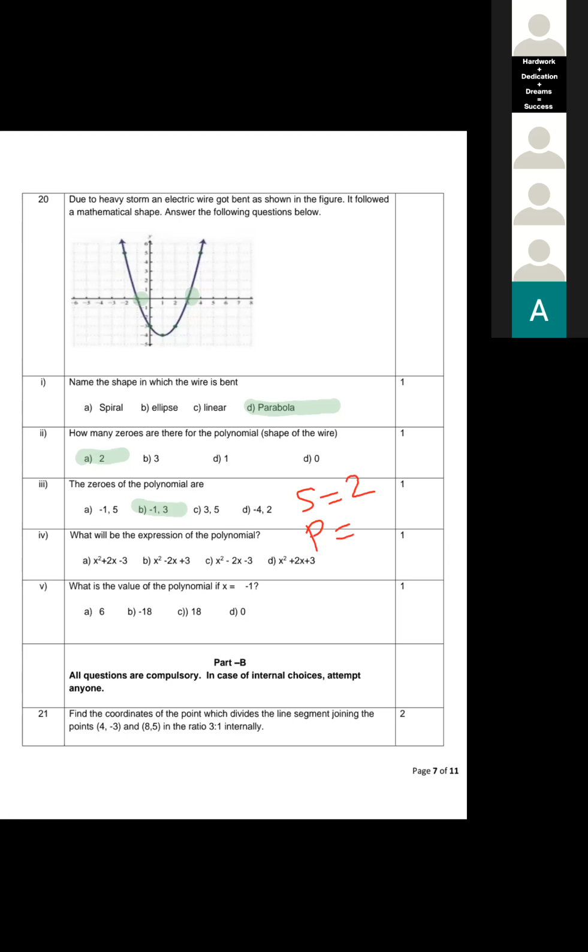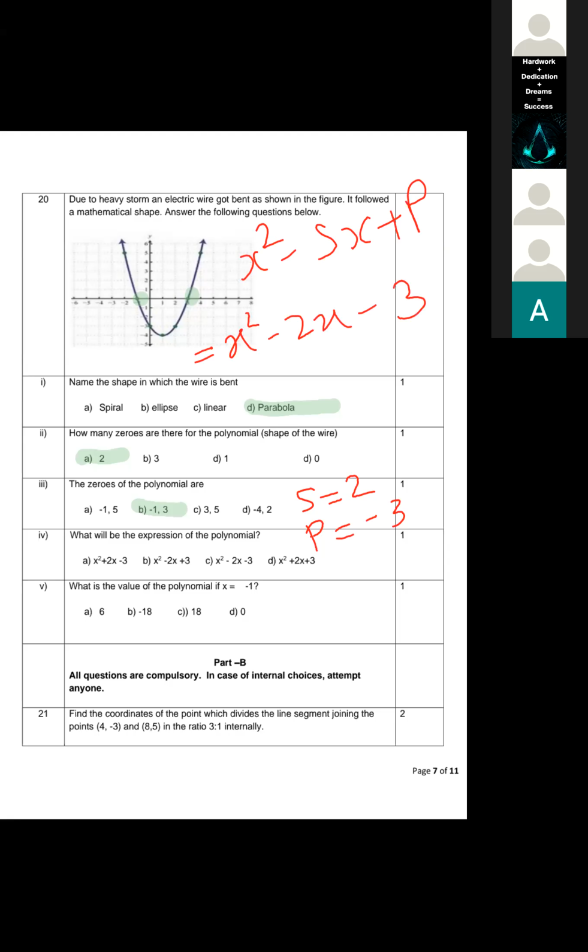And the expression is given by x square minus (sum of zeros)x plus product of zeros. So what it should be? x square minus 2x minus 3. Yes. So that is which one? Option C.